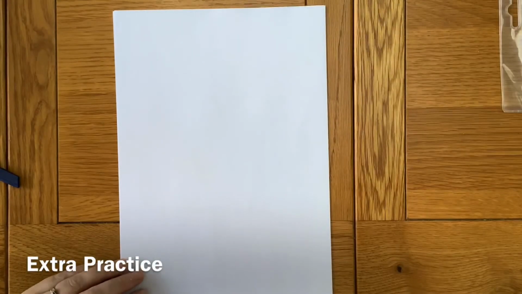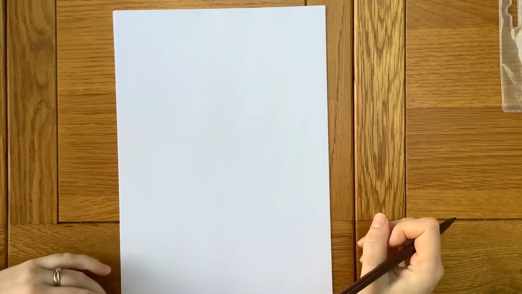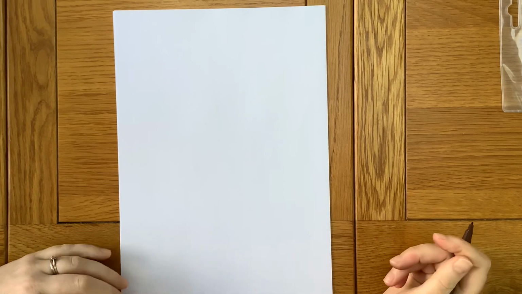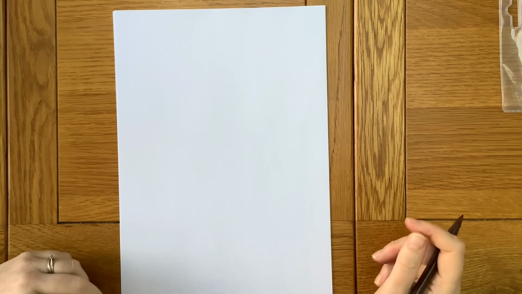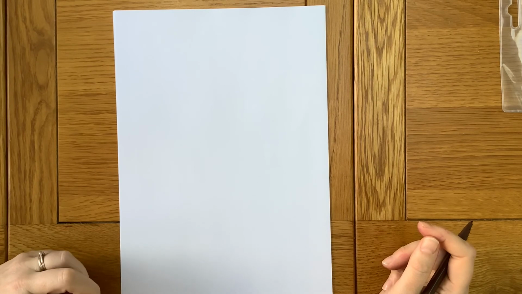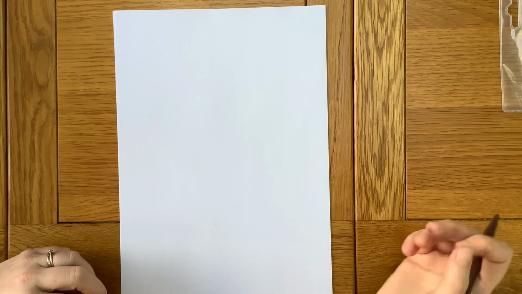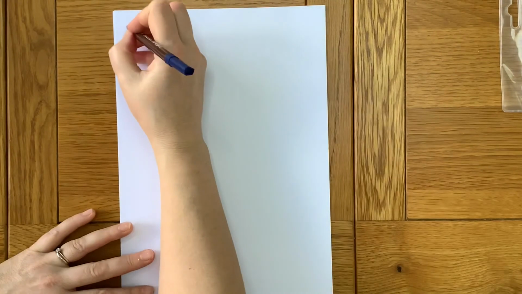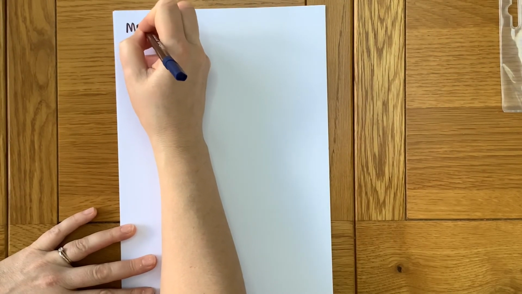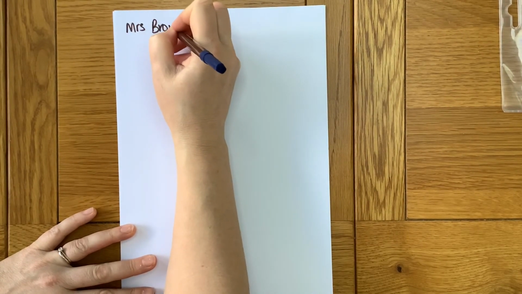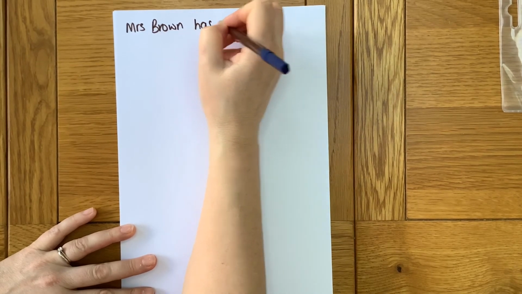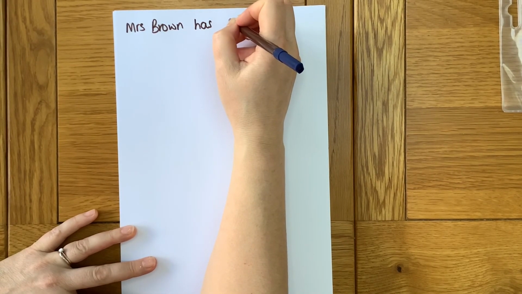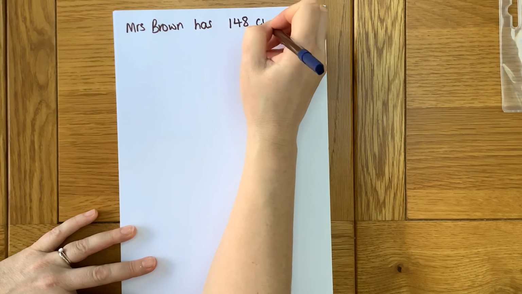If you finish your practice today and you still have a little bit of time, you can always practice your bar modelling by creating your own problems. So maybe you will use some of your friends at school or your family at home and make up some problems about them. So for example, you might think about cupcakes, and you might say that Mrs. Brown has, let's use a 3-digit number because we're good at those now, 148 cupcakes.